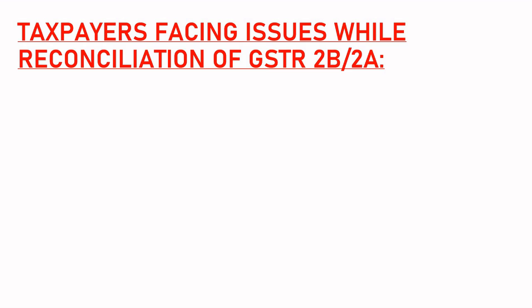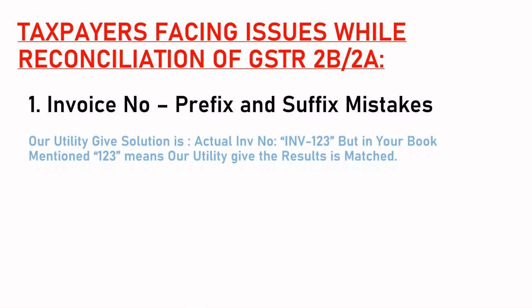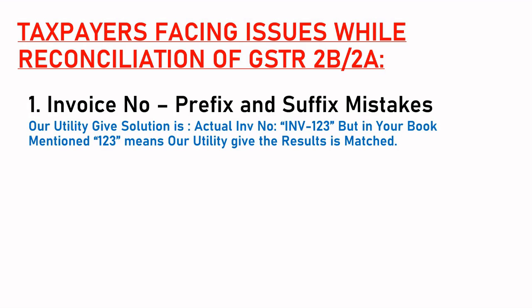Taxpayers face issues while reconciling GSTR 2B 2A. The first one is invoice number, prefix and suffix mistakes. Our utility gives the solution. If the actual invoice number is INV-123, but in your book you have mentioned 123, our utility will show the result as matched.